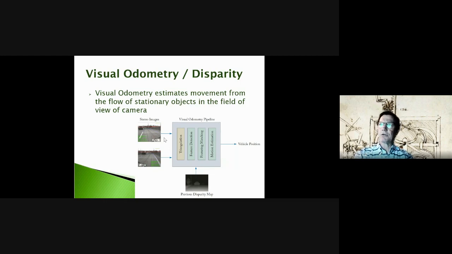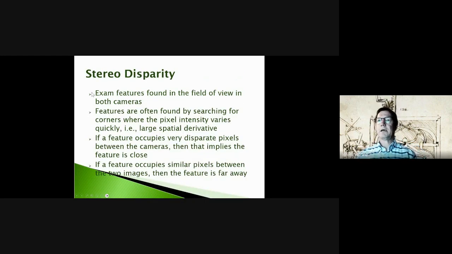All right, so let's look at things here. Visual odometry estimates movement from the flow of stationary objects in a field of view of one or more cameras, right? So here, this diagram shows two cameras positioned slightly differently. And here we can do a little bit of disparity matching. And maybe I'll come back to this after this slide.